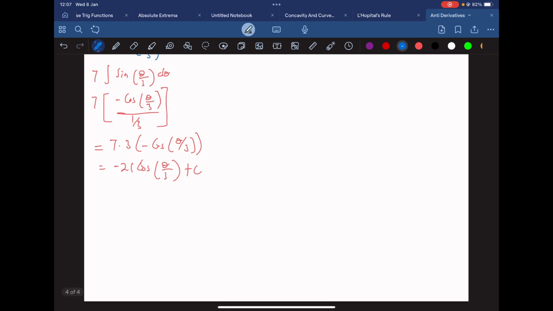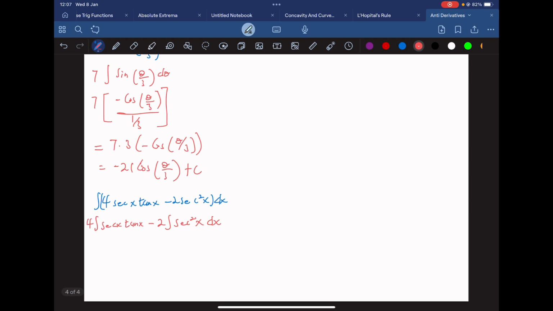What if you have this? The integral of 4 sec x tan x minus 2 sec squared x dx. In that case, you have to distribute this. So you bring the constant outside: 4 integral of sec x tan x minus 2 integral of sec squared x dx.